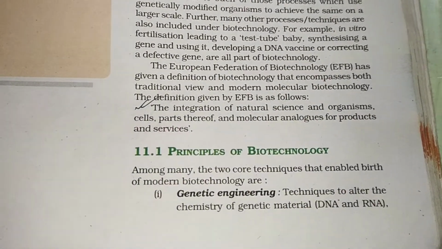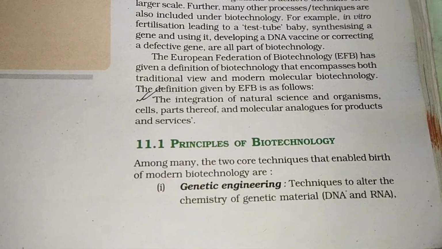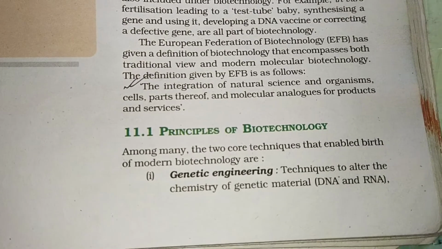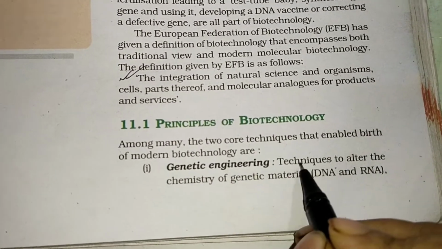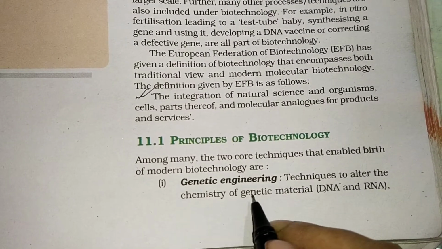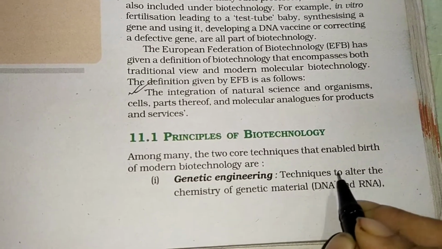Now, what are the principles we are using for biotechnology here? The first one is genetical engineering and the second one is chemical engineering. What is genetical engineering? Two techniques we are using here. Techniques to alter the chemistry of genetical material, just like DNA or RNA.